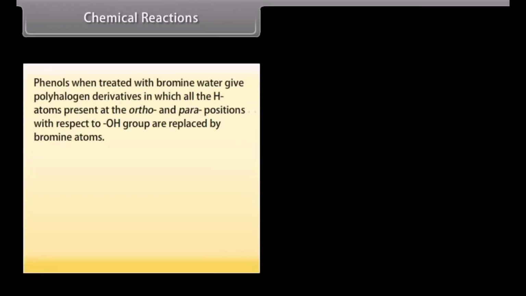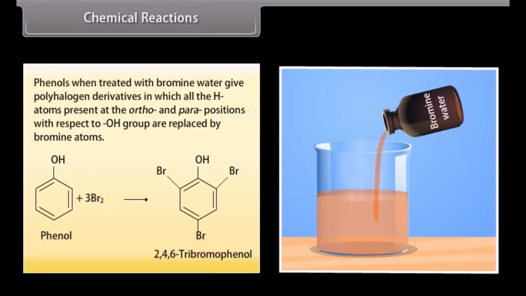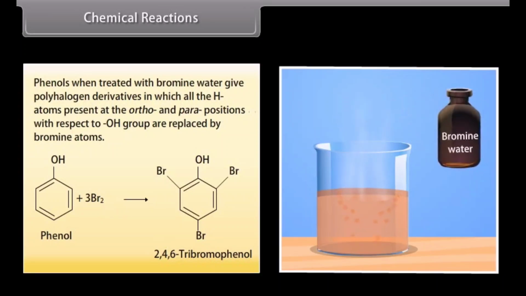Phenols, when treated with bromine water, give polyhalogen derivatives in which all the hydrogen atoms present at the ortho and para positions with respect to the hydroxyl group are replaced by bromine atoms. Phenols react with bromine water to form 2,4,6-tribromophenol.